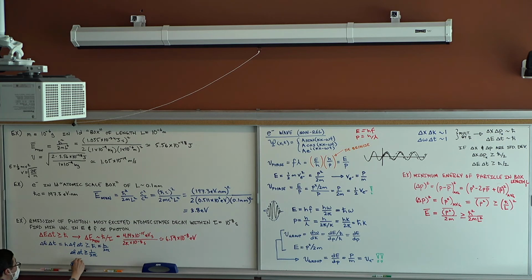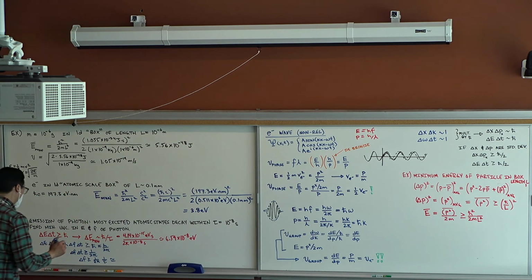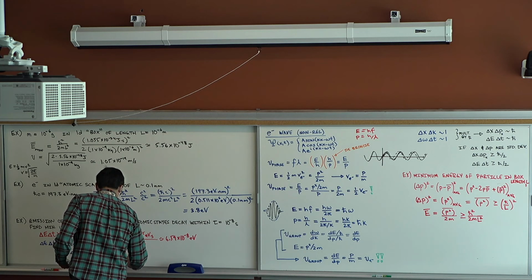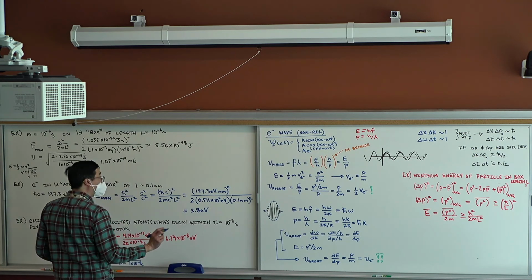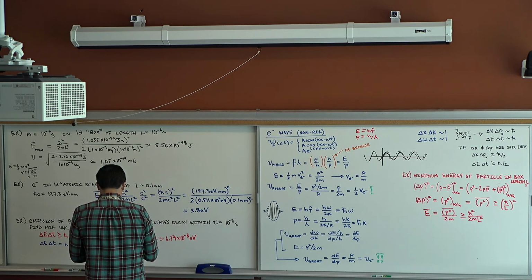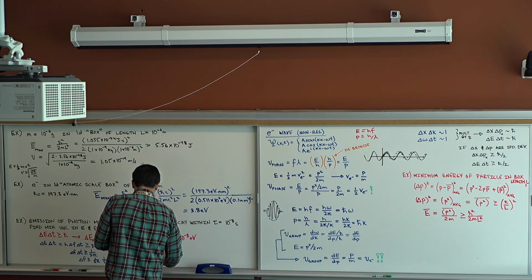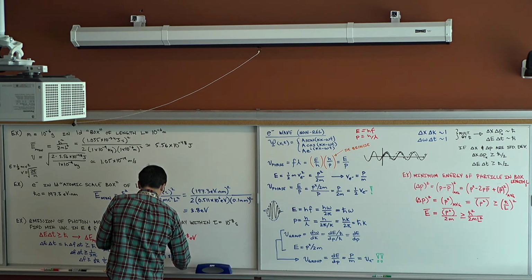And so delta f should be greater than or equal to 1 over 2 pi times 1 over tau. And plugging in values, 1 over 2 pi times 1 over 1 times 10 to the minus 8 seconds. So 1 times 10 to the 8 divided by 2 divided by pi is about 1.59 times 10 to the 7 hertz.